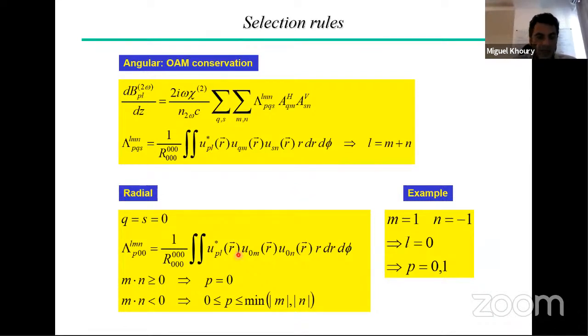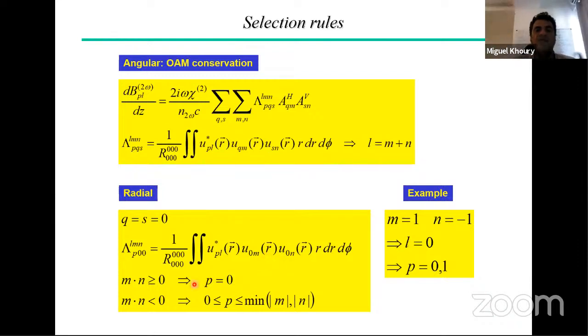When we combine beams with the same topological charge, if the incoming beams for the second harmonic process have topological charge of the same sign, so the product is positive, and if the incoming beams have zero radial order, so they don't have any radial structure, then nothing is generated in the second harmonic, okay? So input fundamental beams without radial structure and topological charge of the same sign that rotate in the same sense, then no radial structure is created in the second harmonic.